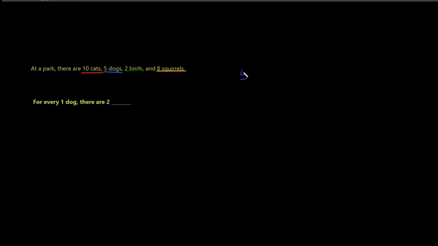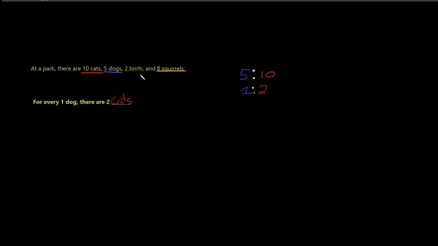So there are 5 dogs, and let's compare the cats. So there are going to be 5 dogs for every 10 cats. And both of these numbers are divisible by 5. 5 divided by itself is just 1. And 10 divided by 5 will be 2. Well, this meets the criteria of the problem. There's going to be 1 dog, and there will be 2 cats for every 1 dog. So we already know that this answer is cats.